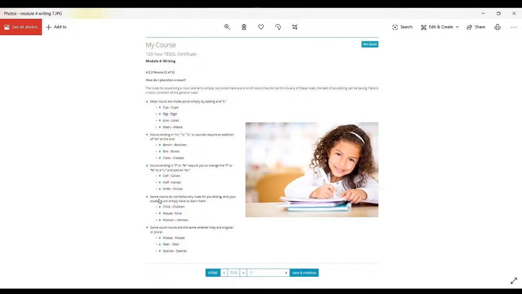Alright, some nouns do not follow any rules for pluralizing, and your students will simply have to learn them. So, child, children, mouse, mice, woman, women. Some count nouns are the same whether they are singular or plural. Moose, moose, deer, deer, species, species. Okay, save and continue.